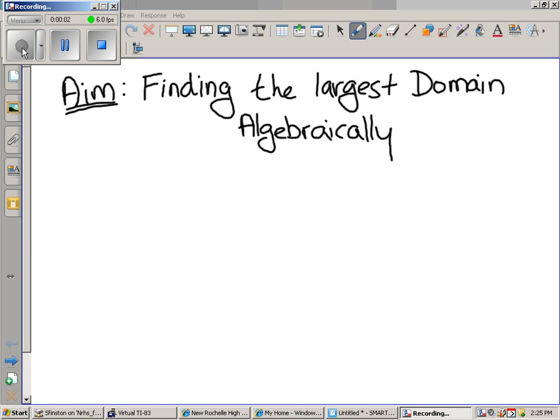So before we left for break, we were talking about finding the largest domain algebraically. But we're going to start from scratch a little bit and just review some of the simple cases. And then we're going to move on to the one or two cases that we didn't get a chance to go through. So let's talk about this first case. You got a fraction there, right? Y equals 5 over x.